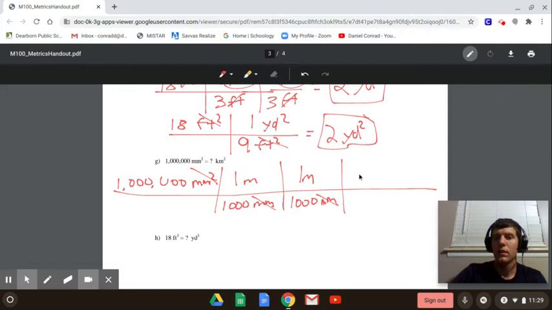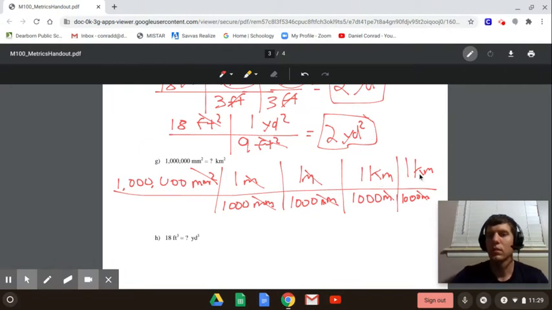Okay, but we want kilometers, so we need to go to kilometers. So there's 1,000 meters in every kilometer. But again, we have to do that twice because we want to cancel out both meters. There's one set, and here's the other. And then you're left with kilometers times kilometers, which is kilometers squared.